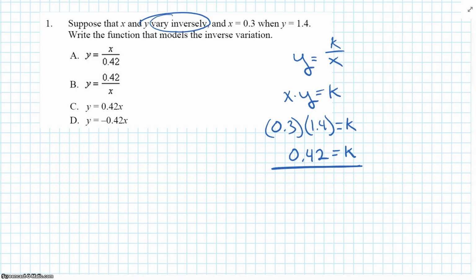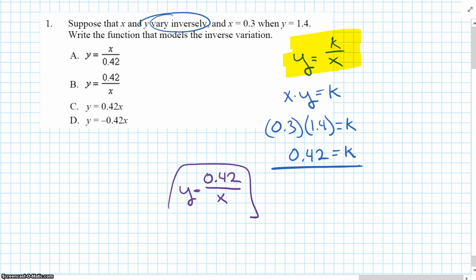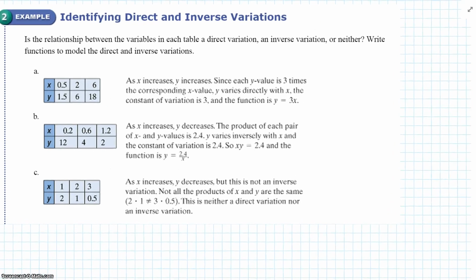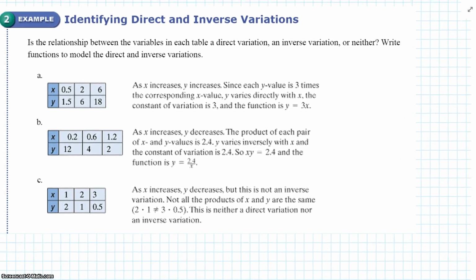Go back to the initial one. Since it varies inversely, we can now say y equals, what's our k value? 0.42 over x. The answer is B. Pretty simple thus far.